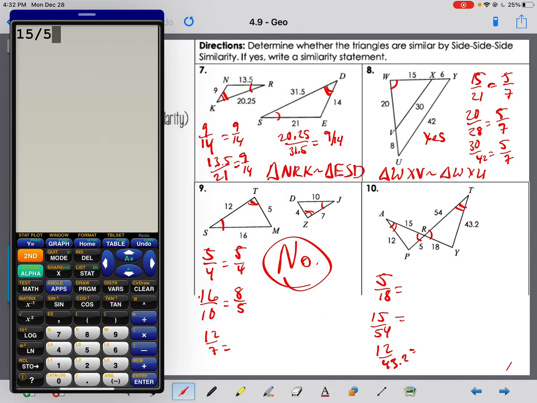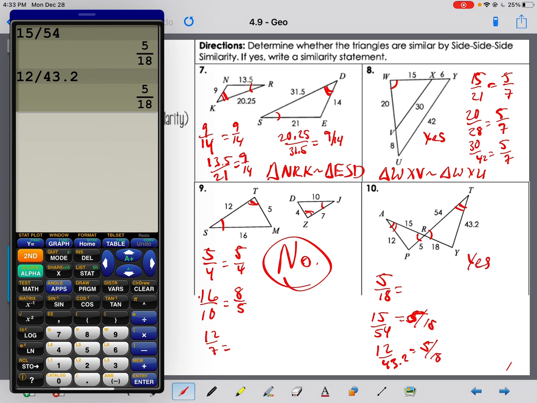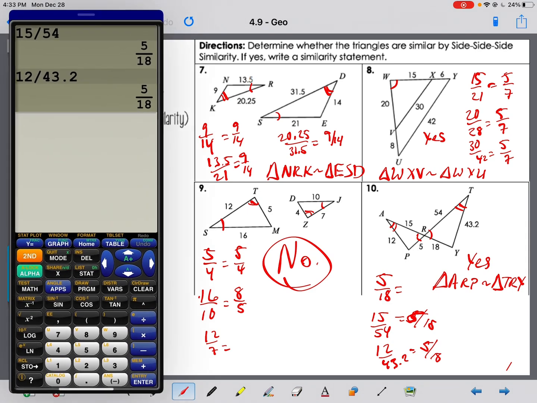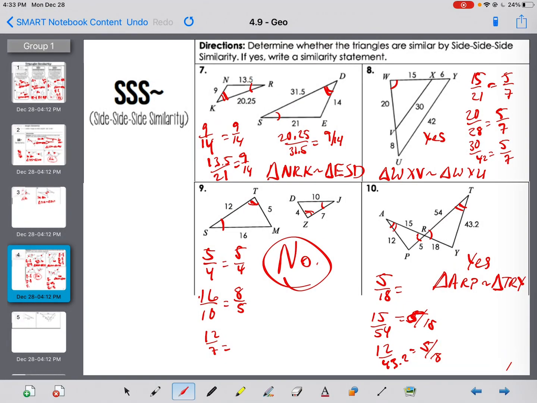So let's give those a go. Switch signs over here. 15 divided by 54 is 5/18. Good. And 12 divided by 43.2 is 5/18. So that's going to be a yes. So triangle ARP is similar to triangle TRY because R is the same angle. Awesome.